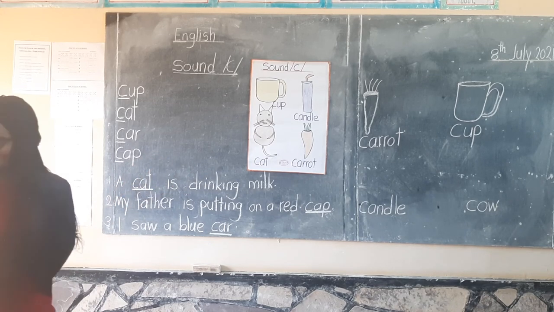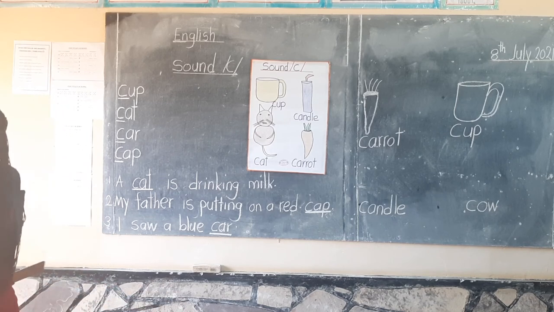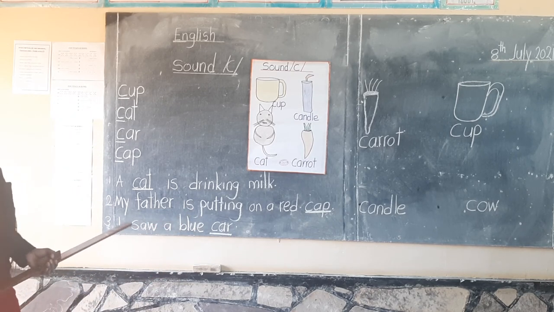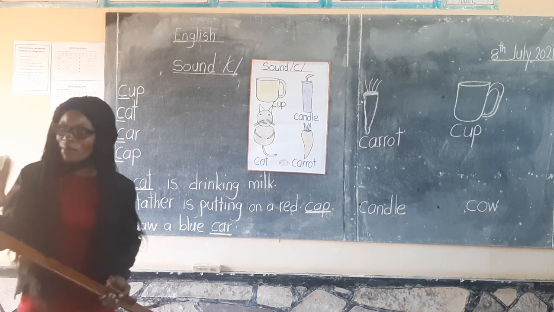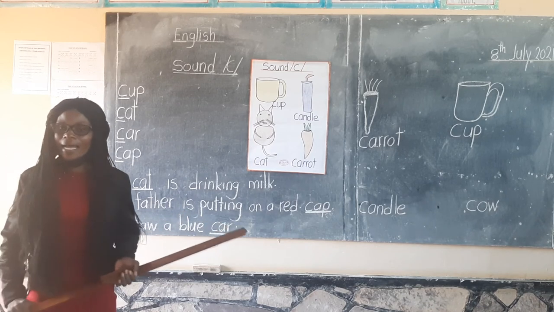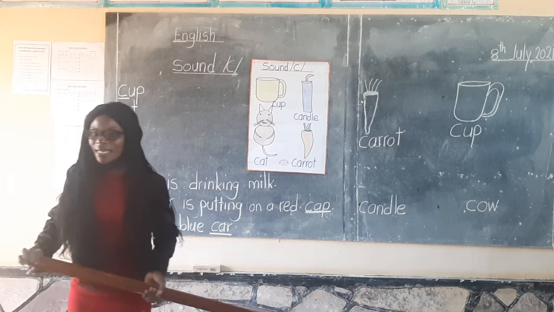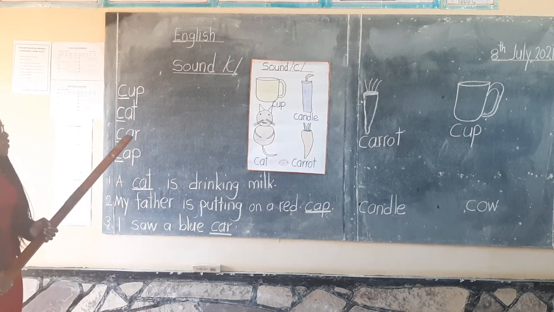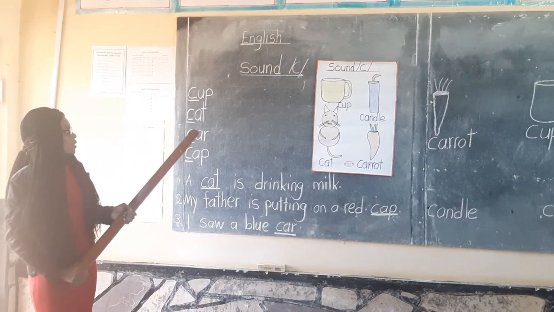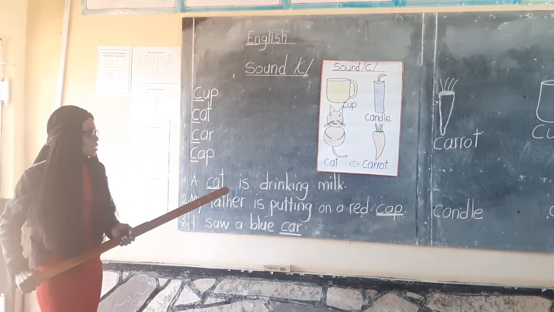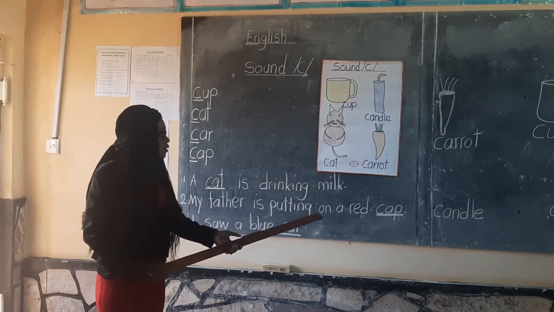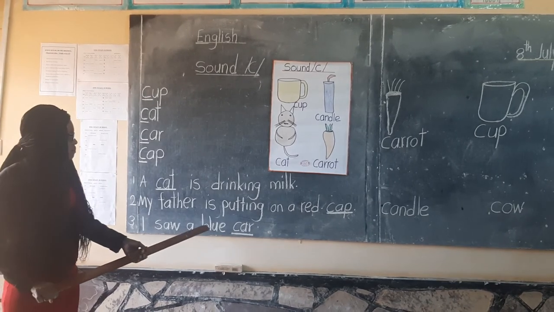We learned about what? Who can tell me? Who can remember? Letter C. Letter C sound. We have learned about letter C sound. Okay. Who can remember the words that have the beginning letter sound? Okay, cat. Another one, car. The other one, candle. Another one, carrot. Okay, very good. So we have learned about letter C sound, where we made words like cup, cat, car, candle, and also we made the sentences: a cat is drinking milk. My father is putting on a red cap. I saw a blue car.